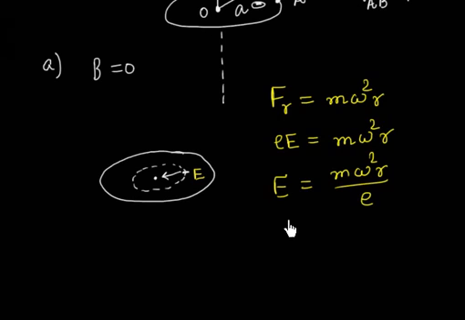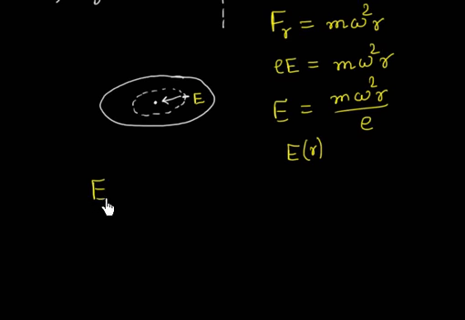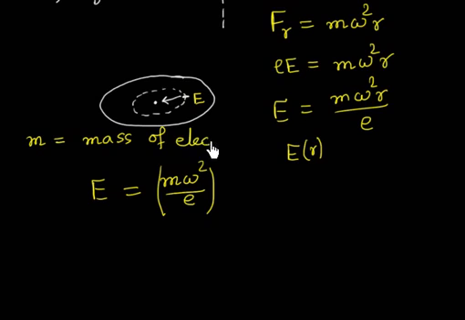Now you see, the electric field is a function of r. So this is m omega square by e into r, radially proportional. Here m is the mass of the electron. So the electric field is a function of r. If you want to plot this electric field, at r equal to capital R you will have the maximum, and after that you will have no electric field.